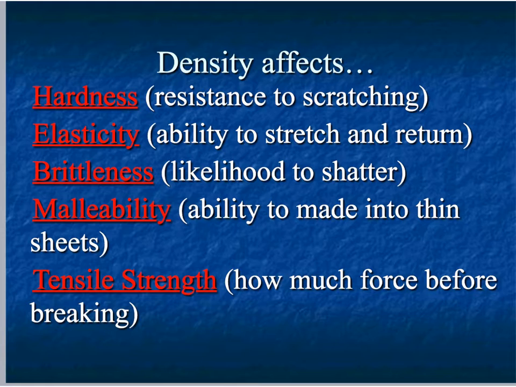All right, density affects hardness, which is resistance to scratching; elasticity, the ability to stretch and return; brittleness, the likelihood to shatter; malleability, so if something is malleable, you're able to hammer it down into sheets; and tensile strength, how much force before breaking. Think about the tensile strength of a piece of paper. If you pull it apart, it rips pretty easily, versus rope or even human hair. Human hair has pretty high tensile strength. Spider web has really high tensile strength. Steel cable, really, really high tensile strength.